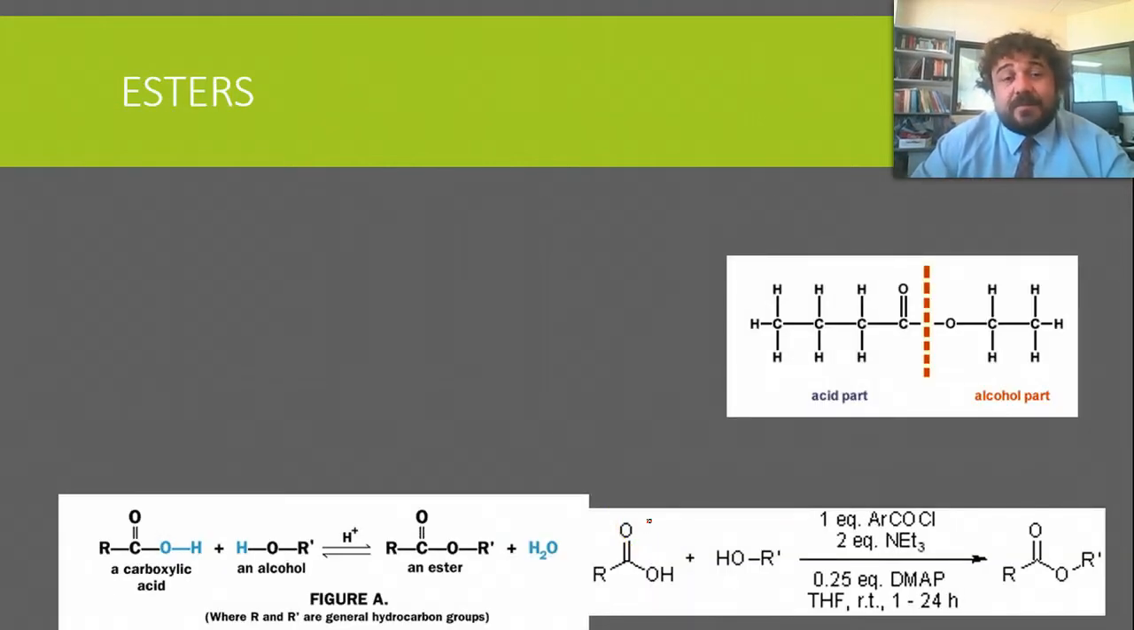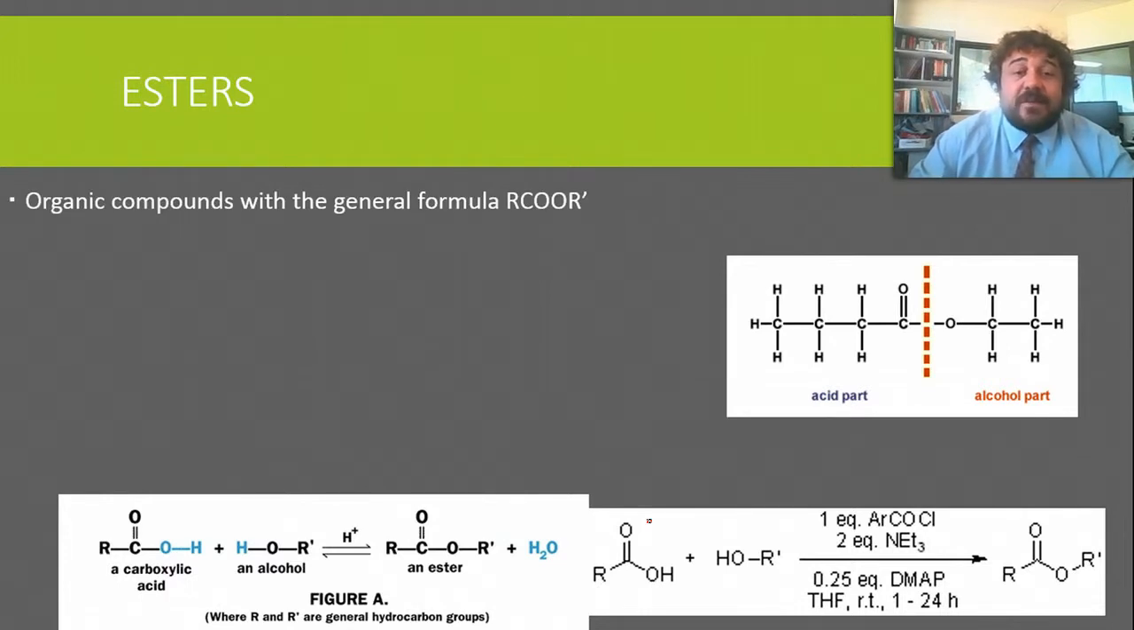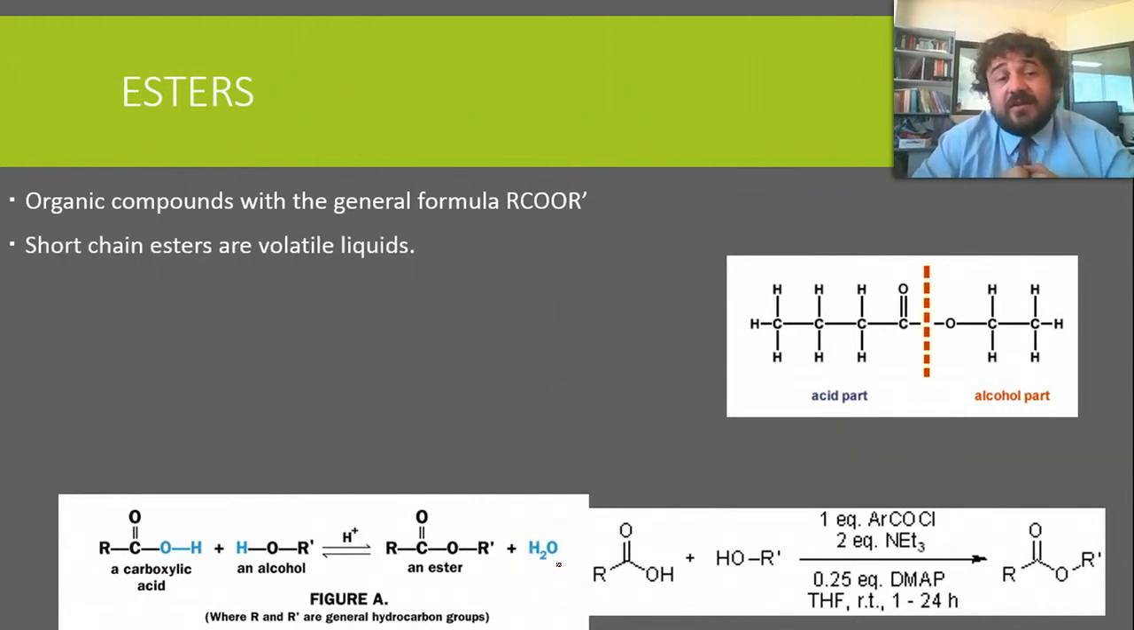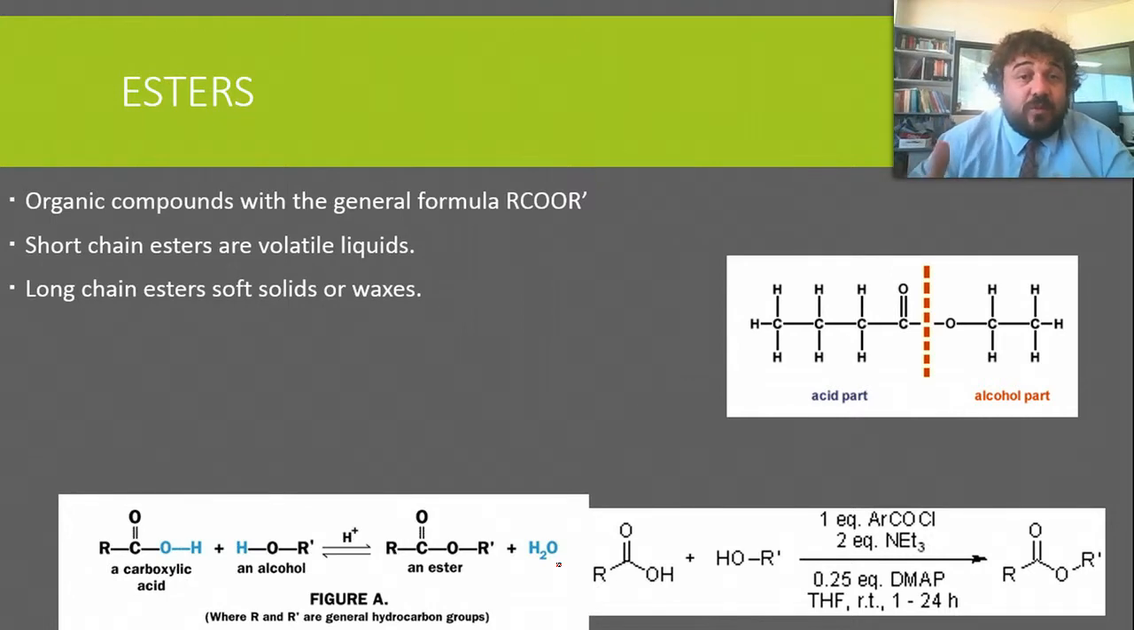Now, an ester. Esters are found throughout nature. Fats and oils tend to be esters. Anything that's got a fat or an oil in it is usually an ester. They're organic compounds with the formula RCOOR. Notice the H is gone, and that comes off during esterification to make water. Short chain esters are volatile liquids, whereas long chain esters tend to be soft solids or waxes. Waxes are large piles of fat.